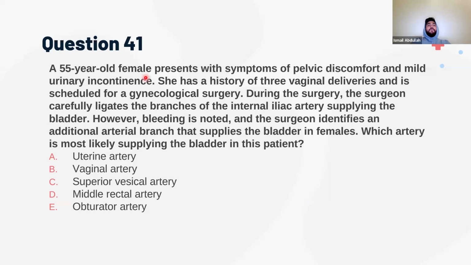So a 55-year-old female presents with symptoms of pelvic discomfort and mild urinary incontinence. She has a history of 3 vaginal deliveries and is scheduled for a gynecological surgery. During the surgery, the surgeon carefully ligates the branches of the internal iliac artery supplying the bladder. However, bleeding is noted, and the surgeon identifies an additional arterial branch that supplies the bladder in females. Which artery is most likely supplying the bladder in this patient?